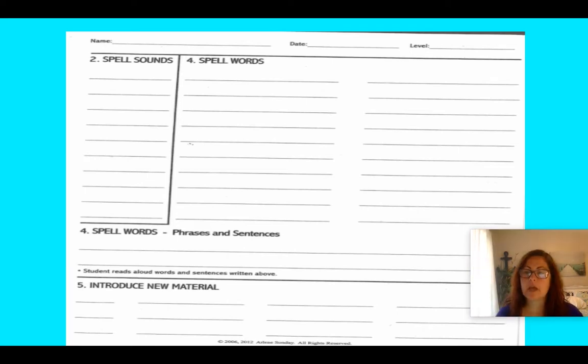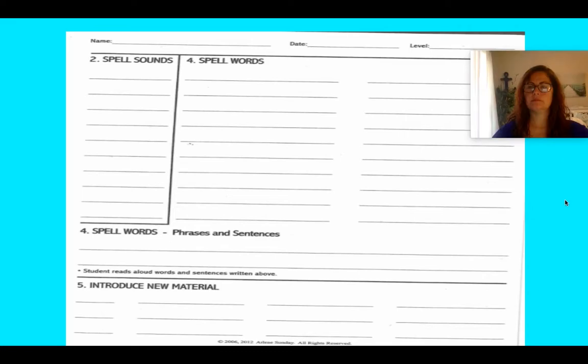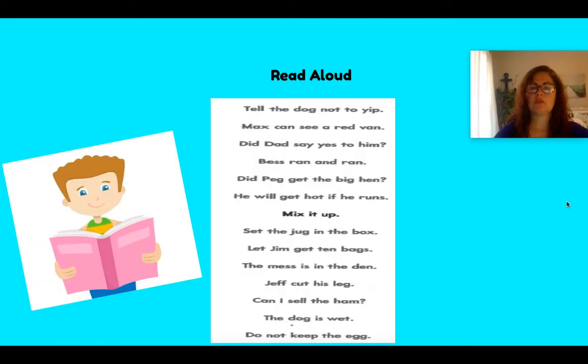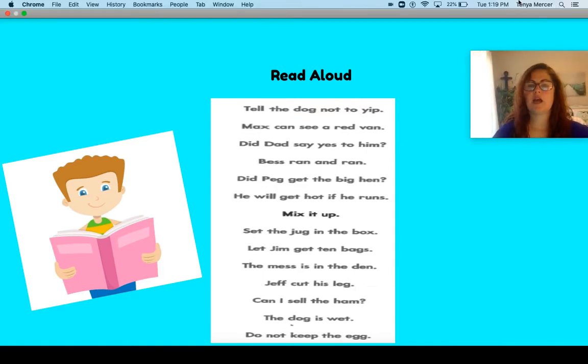Give the student enough time to write the words, and when they're finished, make sure that they read the list of words back to you that they have just written. If you see an error, have them immediately correct it by crossing it out and writing it correctly above or below the incorrect word. Then the final part of our lesson is the read aloud section. Pause the video to give your student time to read this paragraph aloud.